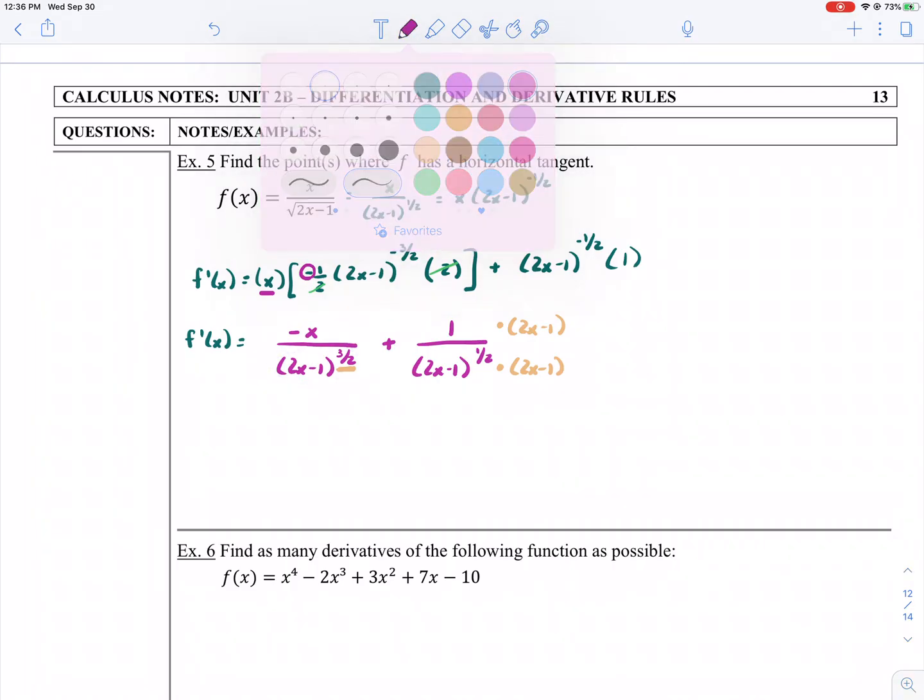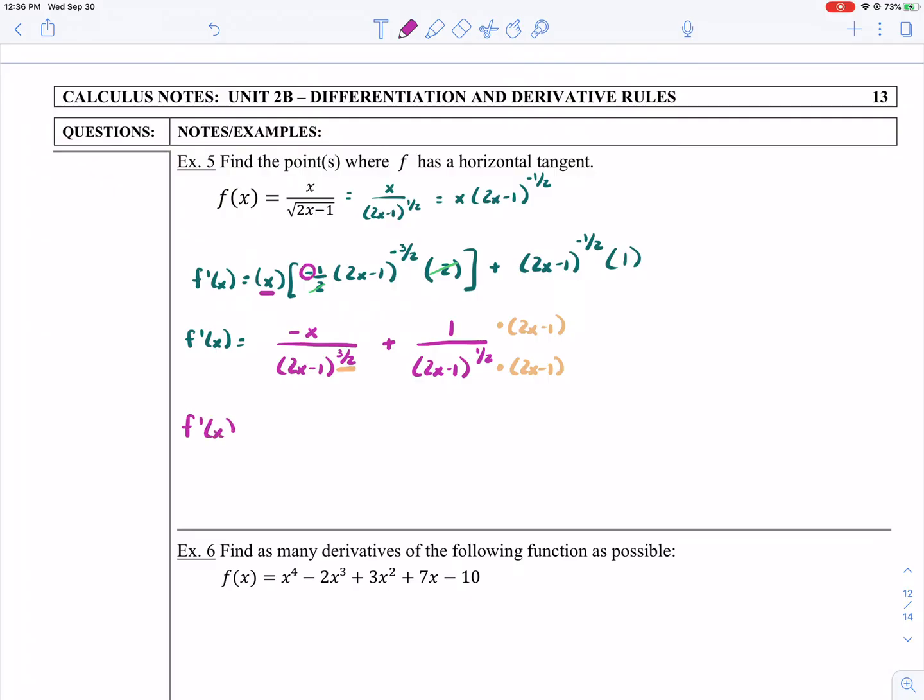So let's finish that out. I've got f prime of x. I still have a negative x, but I'm actually going to be adding this whole piece. So I'm going to add 2x minus 1. And then my denominator that is in common between both terms is going to be 2x minus 1 to the 3/2. This does simplify a little bit. I have like terms. So when I add negative x plus 2x, I get a really simple numerator here. So this is the derivative that I would want to work with.